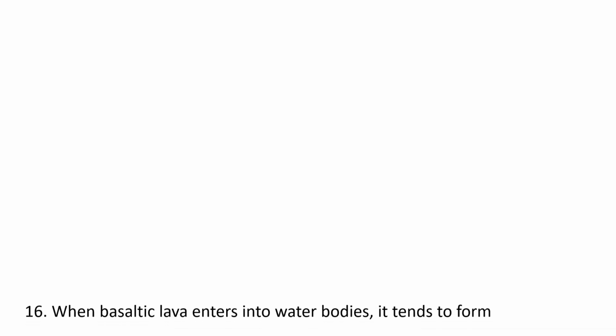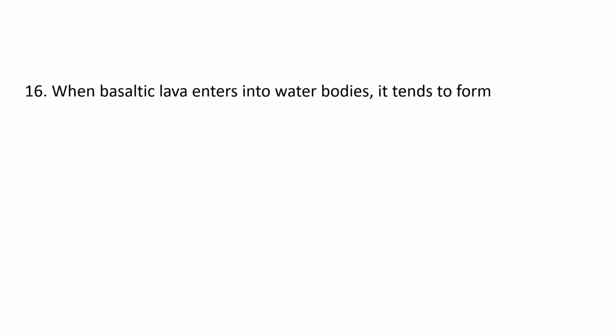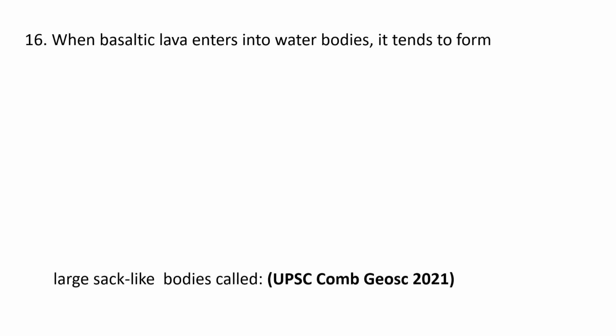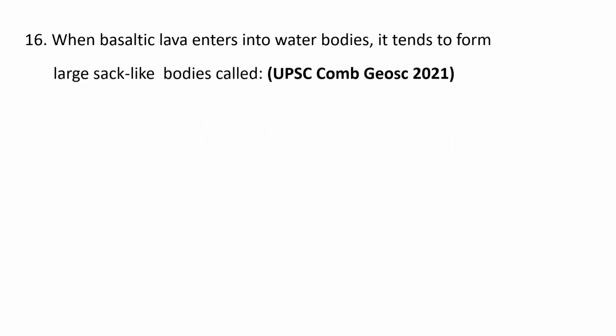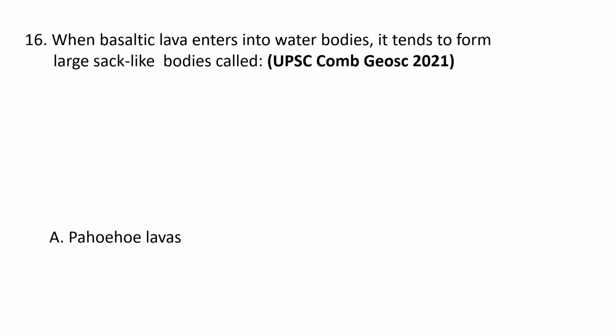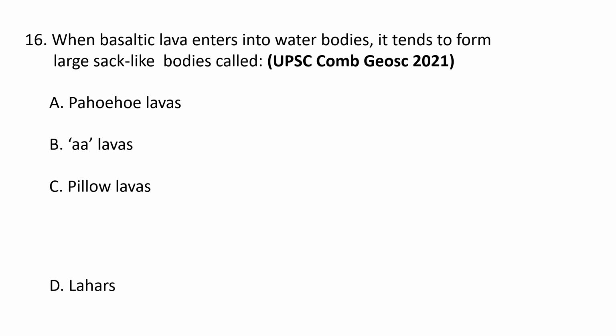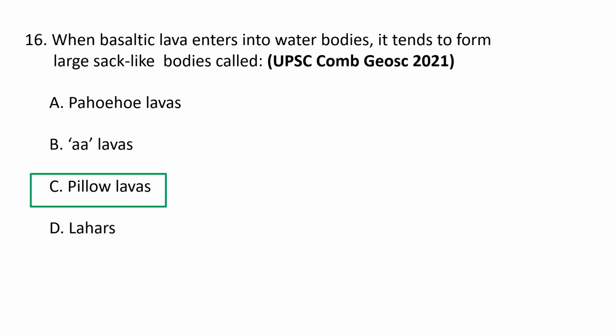Next question. When basaltic lava enters into water bodies, it tends to form large sac-like bodies. These are known as A. Pahoehoe lavas, B. Aa lavas, C. Pillow lavas, and D. Lahars. So the correct option is C. Pillow lavas. Pillow lavas in volcanic rocks are characterized by thick sequences of discontinuous pillow-shaped masses, commonly up to 1 meter in diameter. So C, pillow lavas, is the correct option.